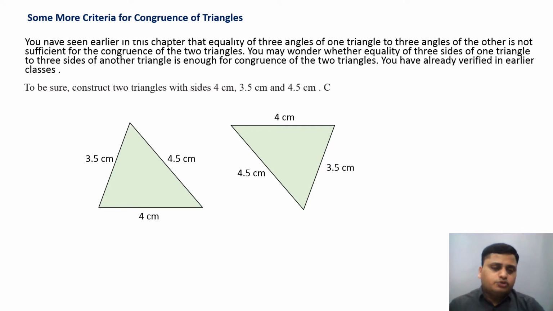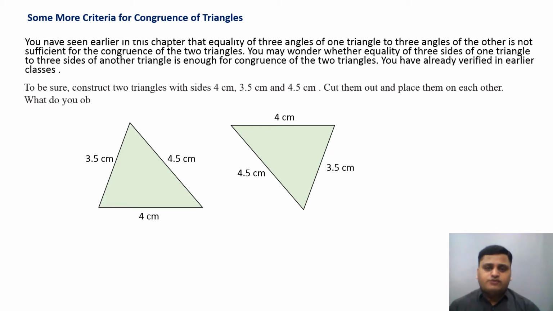Now what are we going to do with these two triangles? We will cut them out. After cutting, place them on each other with equal sides together, so the 4 centimeter side must lie on the 4 centimeter side, 4.5 centimeter must coincide with 4.5 centimeter, and 3.5 with 3.5 centimeter. And after that, what do you observe? You need to do the observation after cutting and placing them on each other. These two triangles, after cutting, of the same measurement, cover each other completely.